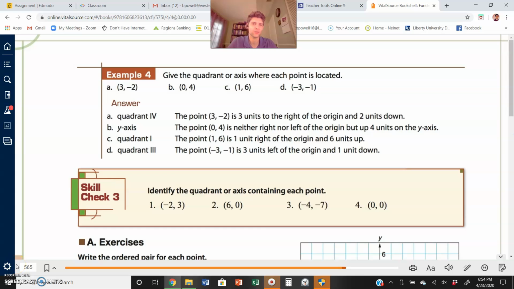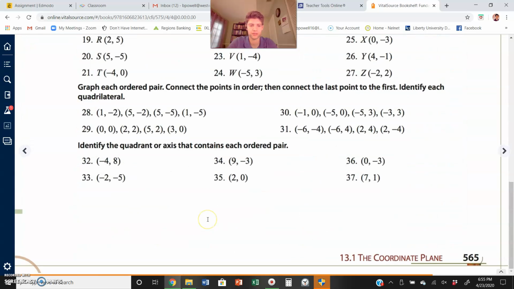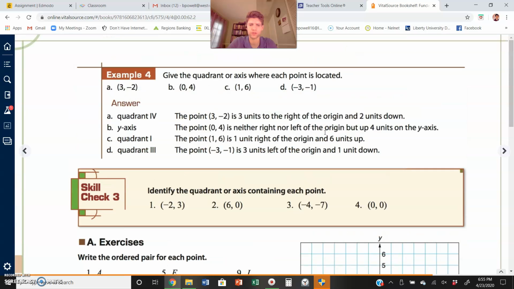And we're back. I just want to take maybe 1 or 2 minutes. This video is going to be super short, and just go over skill check 3. That way you have the answers for that. And then we'll get you going on the homework, which is really the rest of this page except for numbers 28 through 31. So I'll go over the directions pretty shortly.